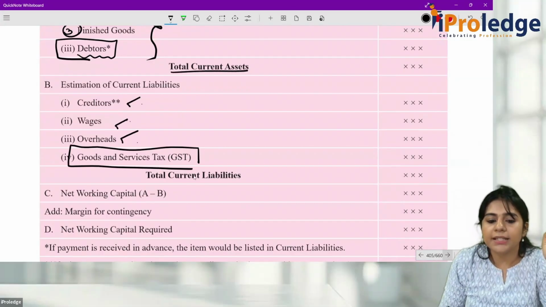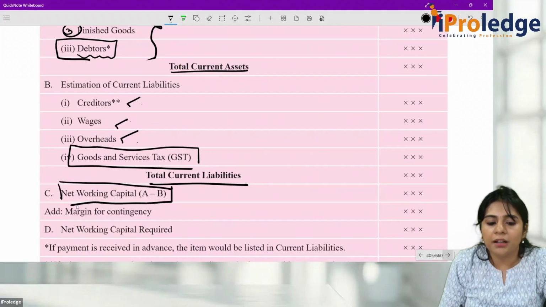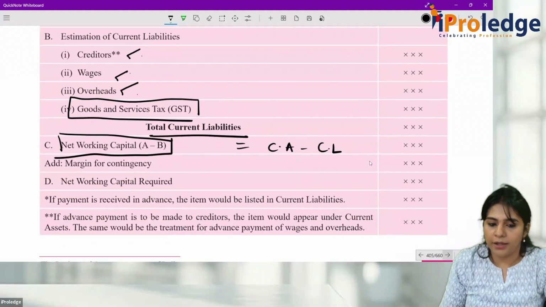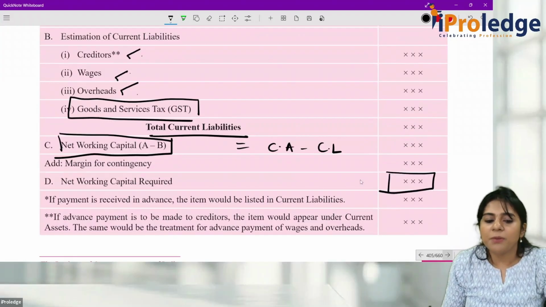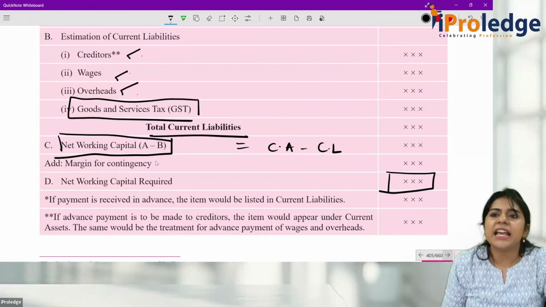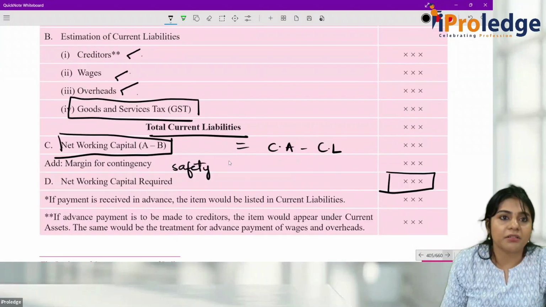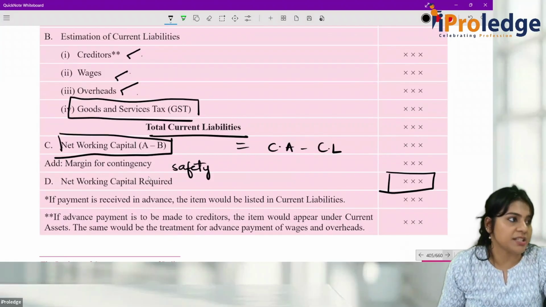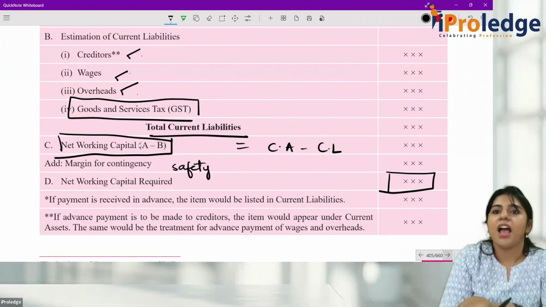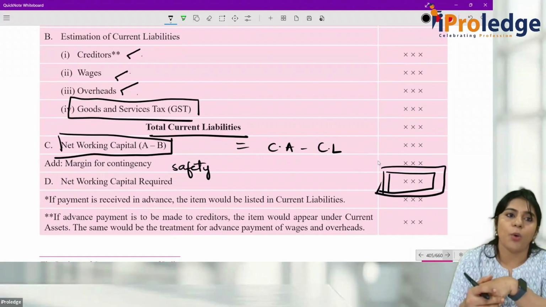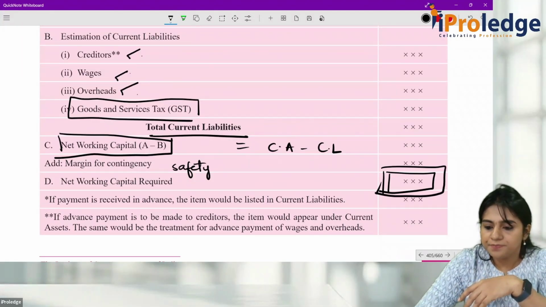So that is your total current assets. Then you have total current liabilities. So net working capital will be current assets minus current liabilities. That will be your working capital required. If the problem says add margin of contingency, this is like a safety deposit. What if I get some extra order? So that is called margin for contingency. You want some safe money extra added to it. So you add to that and you get your working capital requirement. Fine.